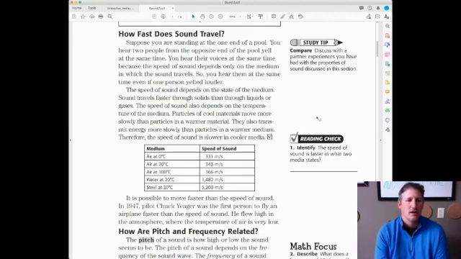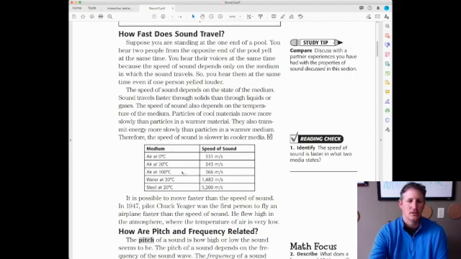The speed of sound depends on the state of the medium. Sound travels faster through solids than through liquids or gases. The speed of sound also depends on the temperature of the medium. Particles of cool materials move more slowly than particles in warmer materials. They also transmit energy more slowly than particles in warmer mediums. Therefore, the speed of sound is slower in cooler mediums. And you can think about that as there's more energy in heat. When we talked about thermodynamics and things like that, there's more energy in heat.